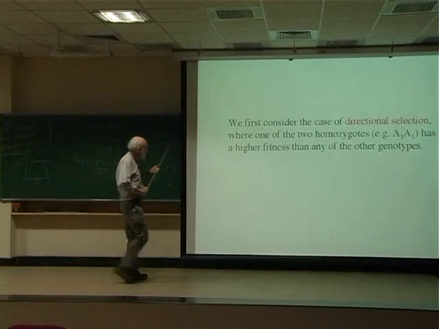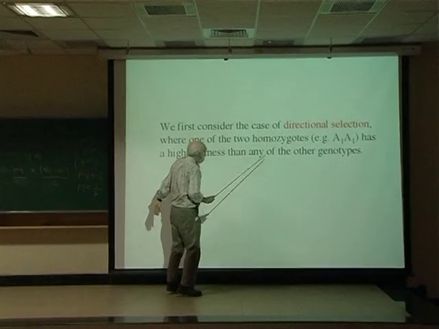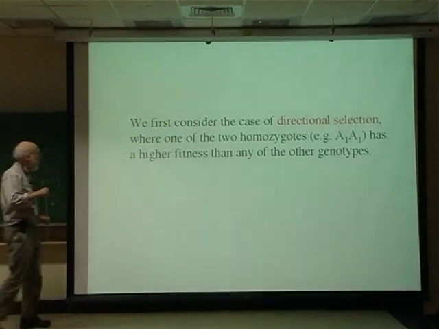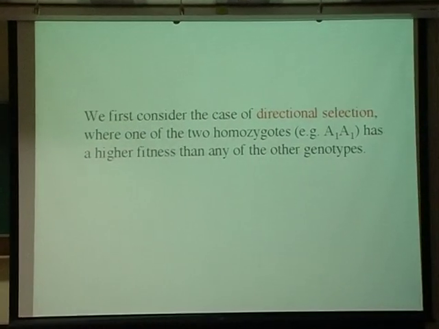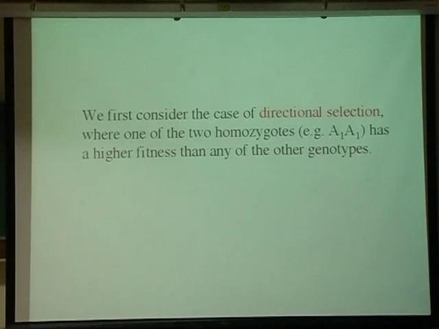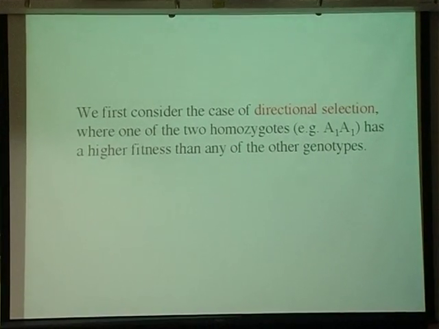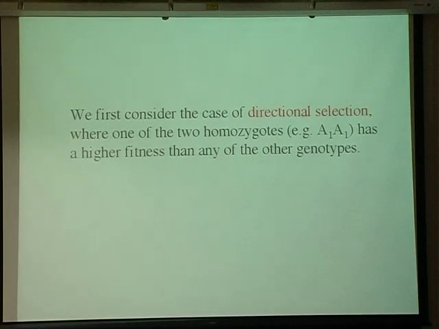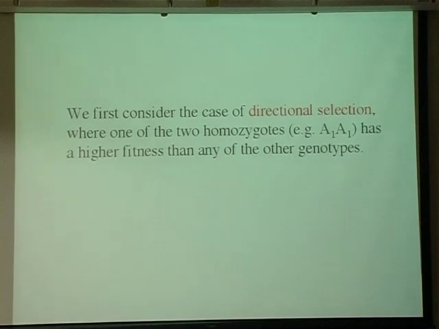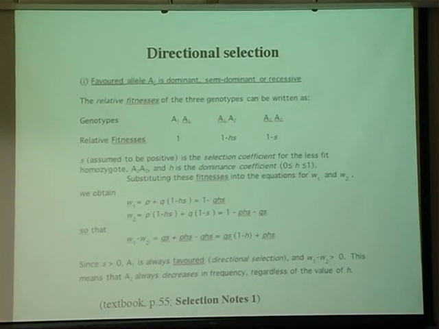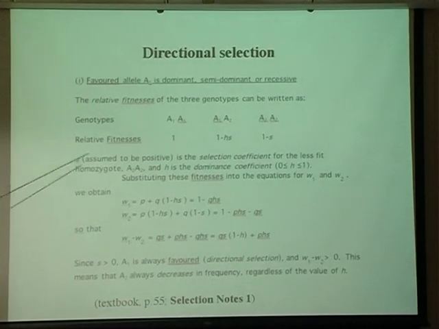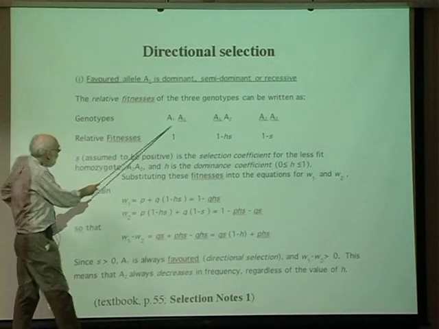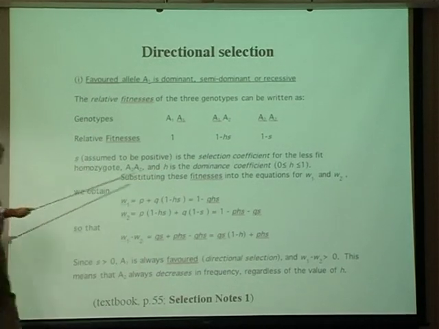So let's have a look at that case. This is what we call directional selection. One of the homozygotes, for example, A1, has a higher fitness than any of the other genotypes. Okay? So there's a best genotype, and it's a homozygote, A1. Now, we can then represent the relative fitnesses of the 3 genotypes, ignoring the red lines.